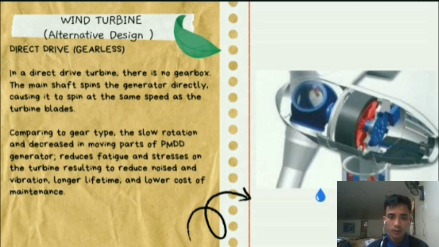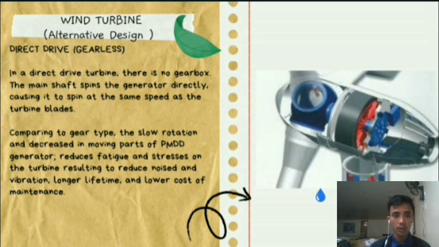The absence of gearbox eliminates mechanical losses associated with gear systems, resulting in more direct power transmission from the rotor to the generator. Number 3 po natin, nabanggit kanina, reduced noise. Gearboxes can generate noise during operation, contributing to the overall noise produced by a wind turbine. Direct drive turbines with fewer moving parts and no gearbox tend to be quieter during operation.